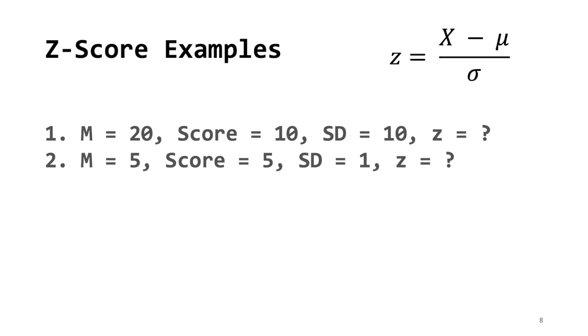We'll do one more. We have a score of 5, a mean of 5, and an SD of 1. So our z-score is 0. A z-score of 0 tells us our score is right at the mean. It doesn't deviate from the mean at all. We're right at the average of the whole sample.